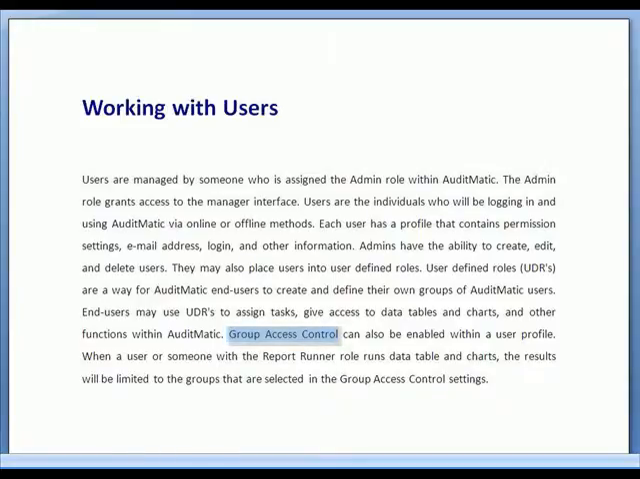Group access control may also be enabled within a user profile. When a user or someone with report runner role runs data tables and charts, the results will be limited to the groups that are selected in the Group Access Control settings.